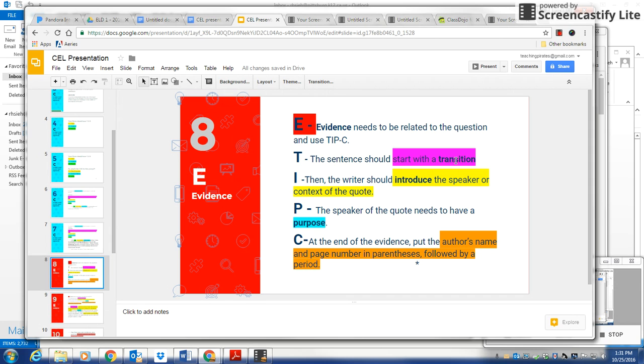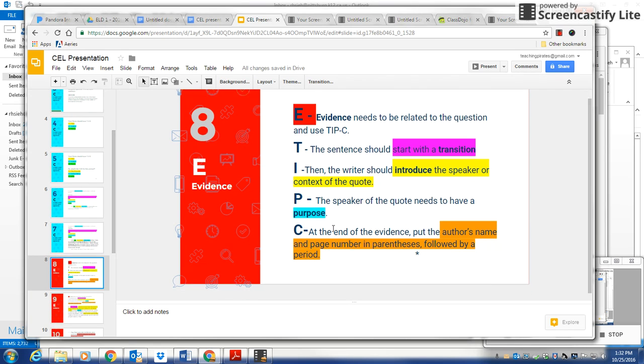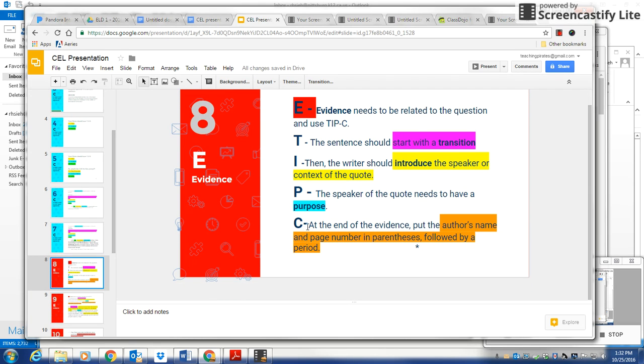T stands for transition. The sentence should start with a transition. I stands for introduce, or introduce the speaker or context of the quote. P stands for purpose. The speaker of the quote needs to have a purpose, not just says. And C stands for cite. At the end of the evidence, put the author's name and page number in parentheses, followed by a period.